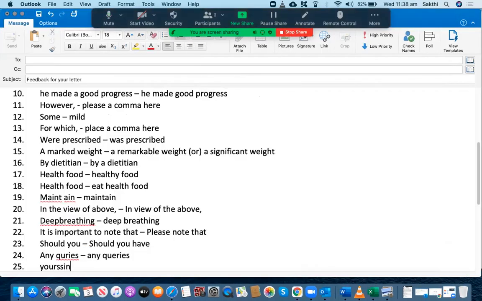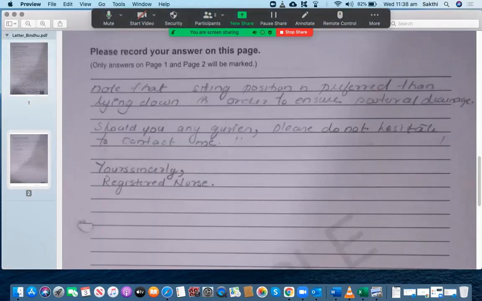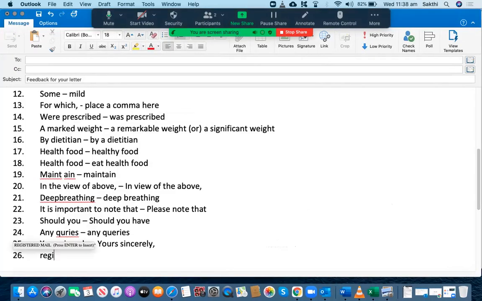So yours sincerely. This is what you have written, right? This is incorrect. You have to write yours, and then space, and then sincerely. It's like double E: one E after C and then another E after R. Yes, you're right. And then registered nurse. Instead of writing just registered nurse, write down the registered nurse.